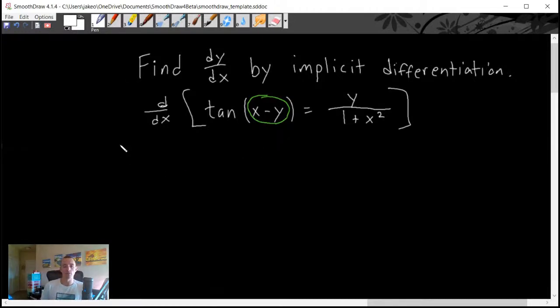So we're going to take the derivative of the outside, leave the inside function alone. The derivative of tan x is 1 over cosine squared x. So in general, the derivative of tan x is 1 over cosine squared x.